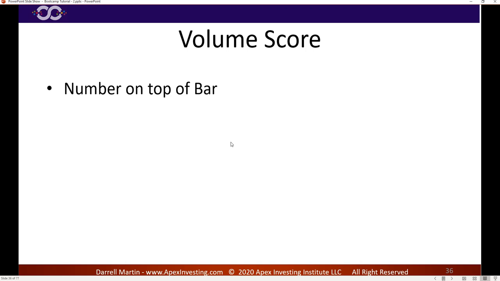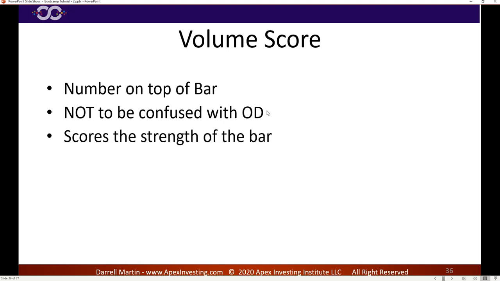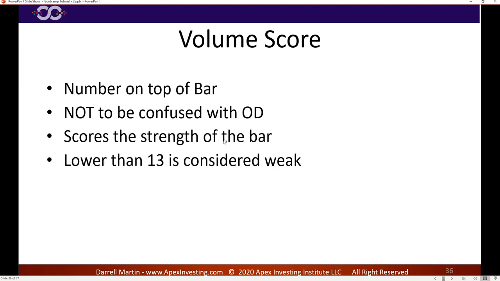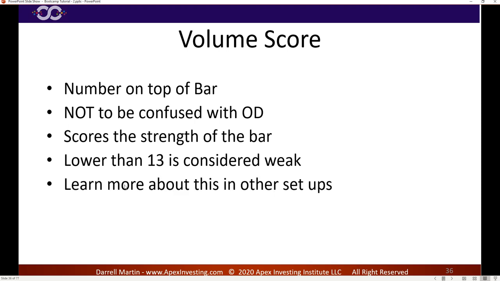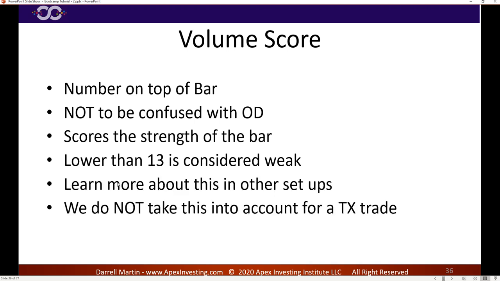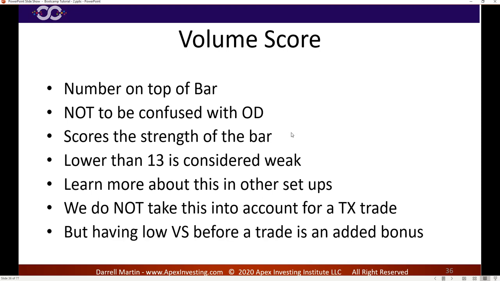Volume score. We're not going to dig into this a whole lot, but it's the number at the top of the bar. And it's not to be confused with OD, which we're going to talk about Friday. It basically scores the strength of the bar, and a lower than 13 score is considered weak. We do not take these into account for a TX trade, but having a low volume score before a trade is always an added bonus.